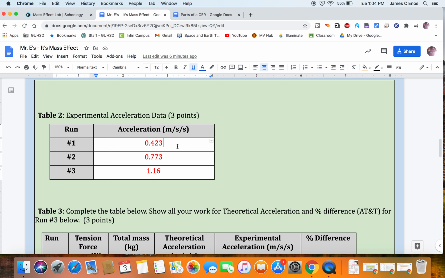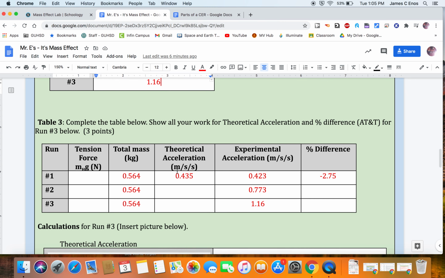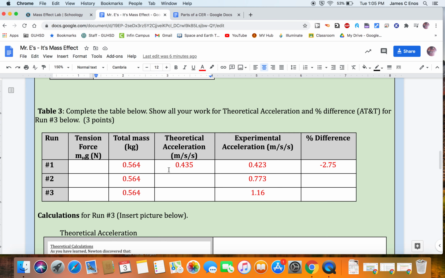The data you're going to use is these accelerations that we got from looking at the velocity versus time graphs. When we looked at the velocity versus time graph, we saw the slope of it, which gave us these accelerations. So what you're to do is calculate this tension force, and from that, you are going to then calculate the theoretical acceleration as well as this experimental acceleration.